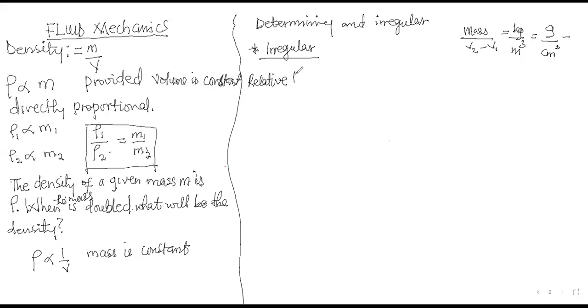Relative density, shortened as RD. In physics, when we use the word relative, we are looking at a comparison of something with another. Some of the relative quantities we have are RD, relative density, and relative velocity. In your chemistry, you have relative atomic mass and relative molecular mass.